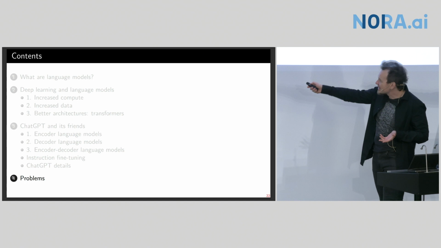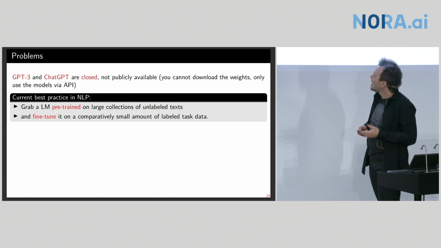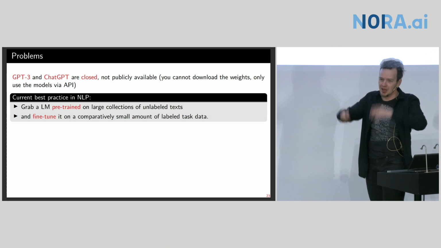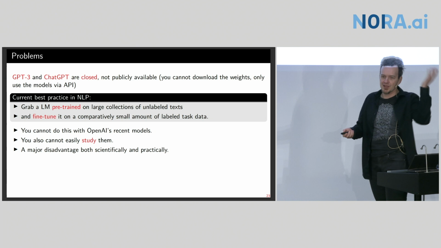That's one of the problems. Both GPT-3 and ChatGPT are closed. You cannot download the models. You can only use them via API. And you know that the current best practice in natural language processing is that you should download the model and then fine-tune it on your task. But you cannot do this with OpenAI's models, so you cannot easily study them. That's really a major disadvantage, both scientifically and practically. We need models which are fully available to the public.